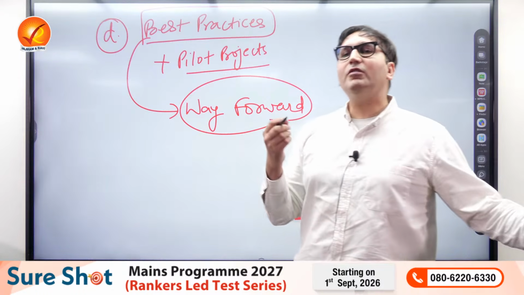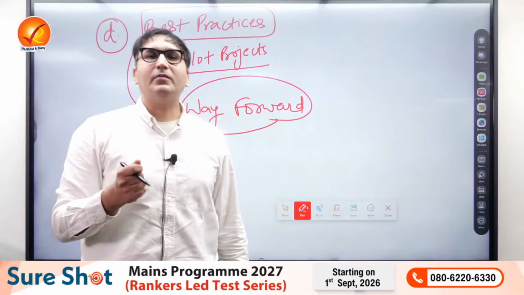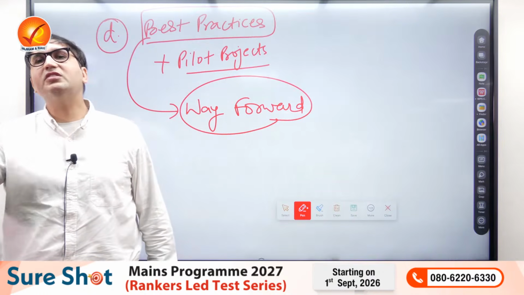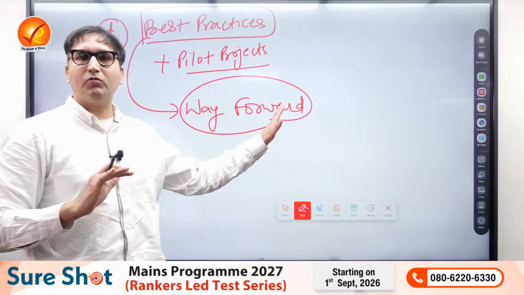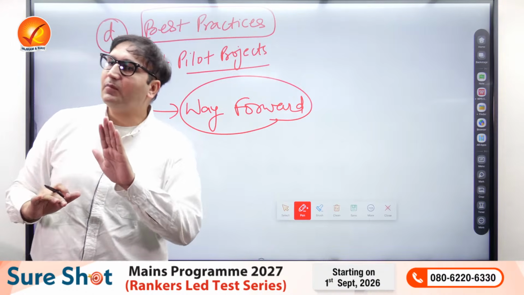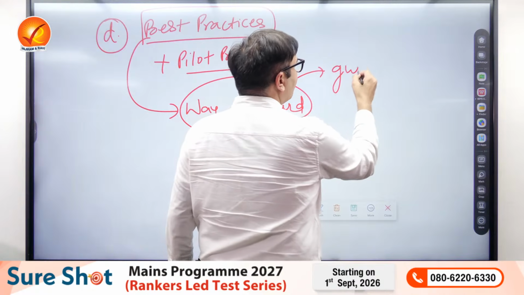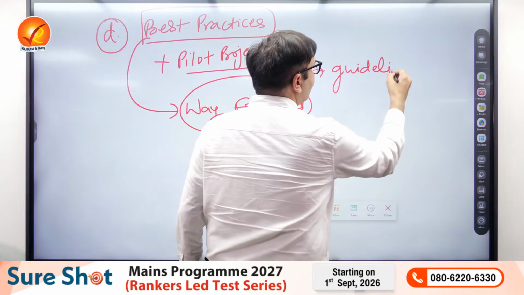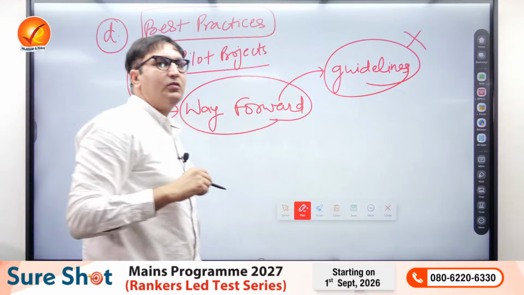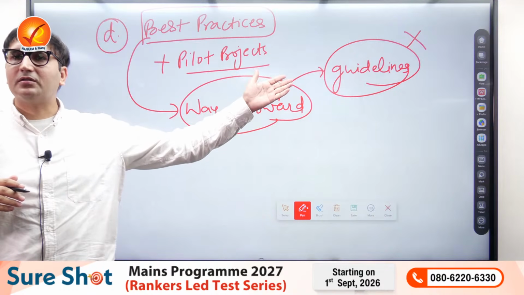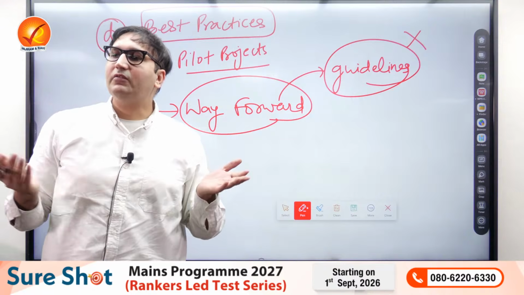If you have a best practice, it tells the examiner that you know how to achieve the objective that you are telling. There is a difference when you write the way forward. Most students make the mistake of giving guidelines to the government. I have told you various times, you don't have to do that. Things like community preparedness and awareness generation can be replicated anywhere.